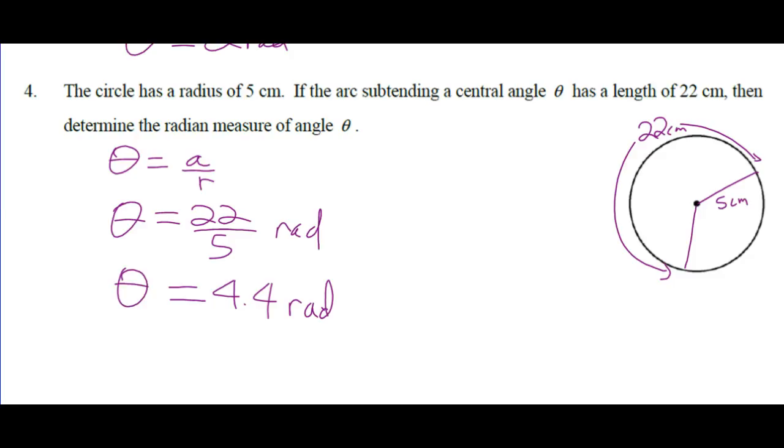Okay. Now either of those are exact values. I think we tend to prefer the fraction 22 over 5. If that was 22 over 3, then the exact value would just be 22 over 3. I would not be writing a repeating decimal. Don't write repeating decimals.